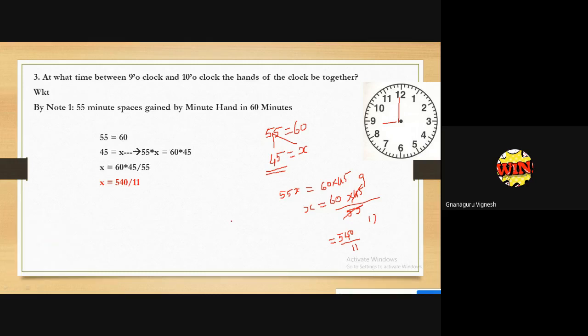Further, if I want to convert this into a mixed fraction, 540 by 11, I can write a 4 here. So 44, the remaining would be 10, so that it is 100. I can give 9, so it is 99. The remainder is 1. So the mixed fraction value would be 49 and 1 by 11. So here I can write this as 9 hours, 49 minutes and 1 by 11 seconds.